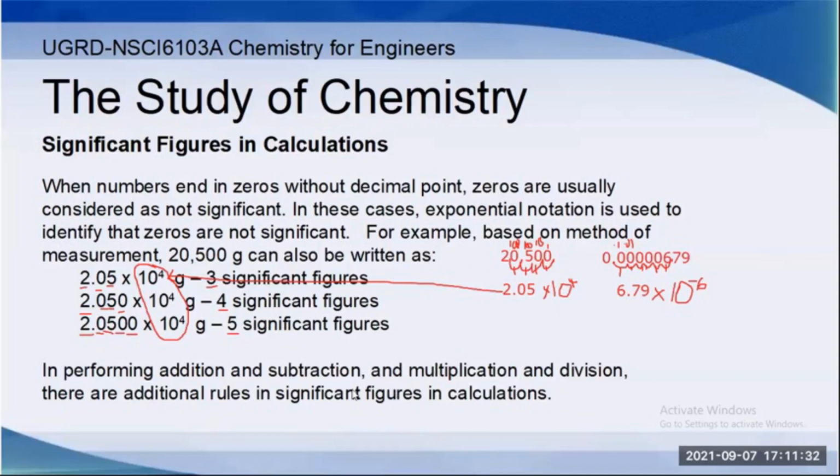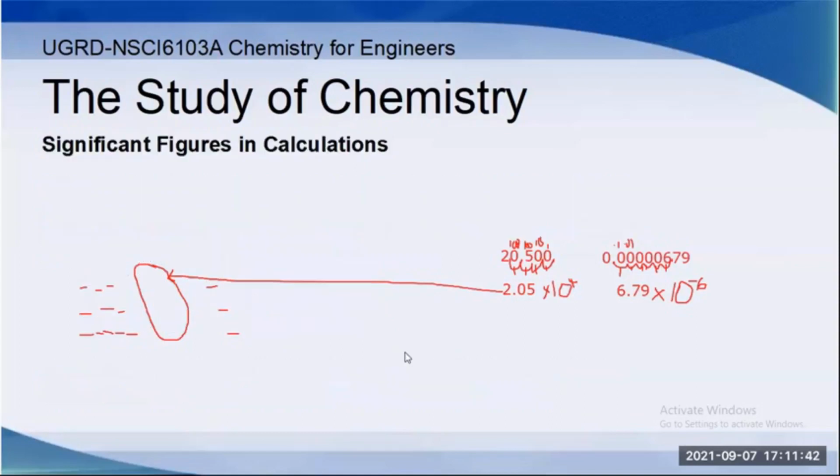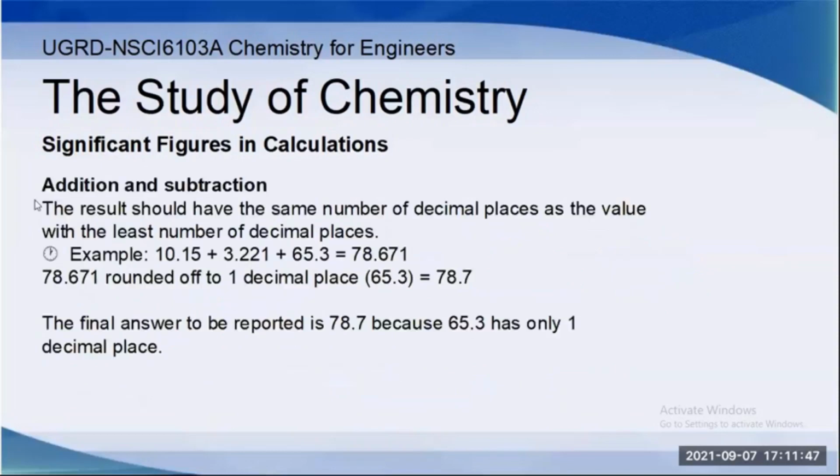In performing addition, subtraction, multiplication and division, there are additional rules for significant figures in calculations. I will remove the doodle. Whenever we are adding and subtracting numbers and we want to observe the proper allocation of significant figures, these are the rules. The result should have the same number of decimal places as the value with the least number of decimal places.